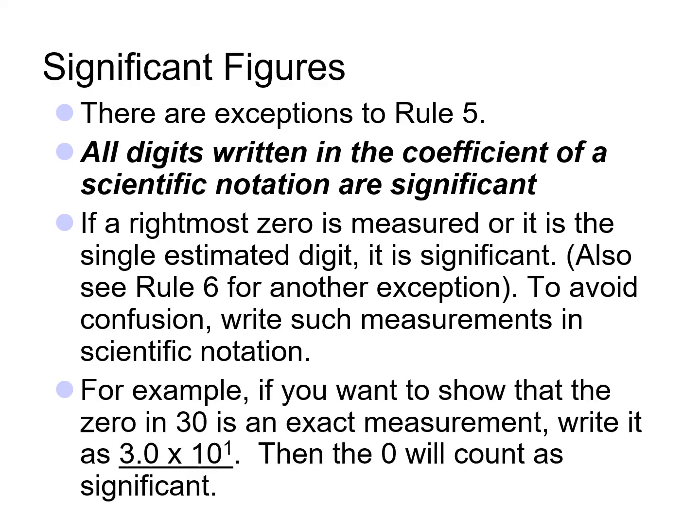So for example, if you want to show that you actually measured the 0 in the number 30, it's much better to write that in scientific notation, 3.0, because then there's no confusion. It's clearly got two significant figures. Sometimes people will write 30 with a decimal point. That works. It's just a little confusing because it also looks like a punctuation mark that ends a sentence.